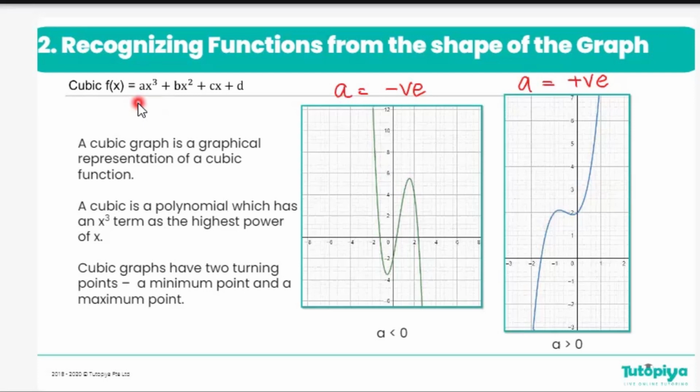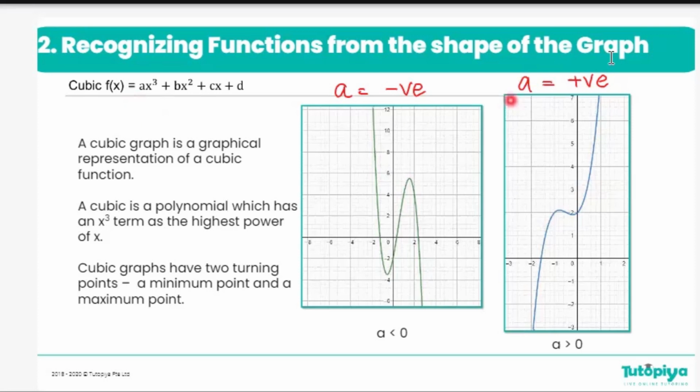Now, when we have cubic graphs, unlike our quadratic graphs, we don't just have one maximum or minimum point. We would have both the maximum point and a minimum point. So we have two turning points. One would be a maximum and the other one would be a minimum.